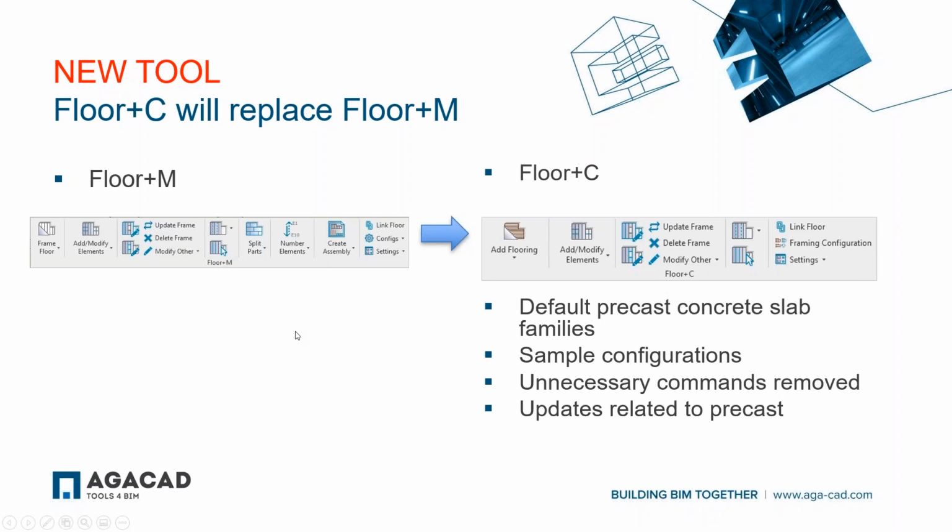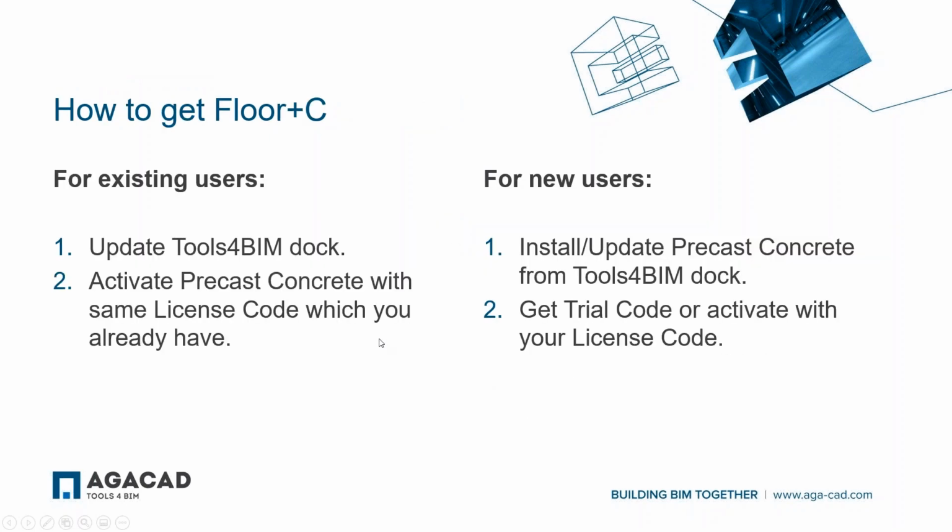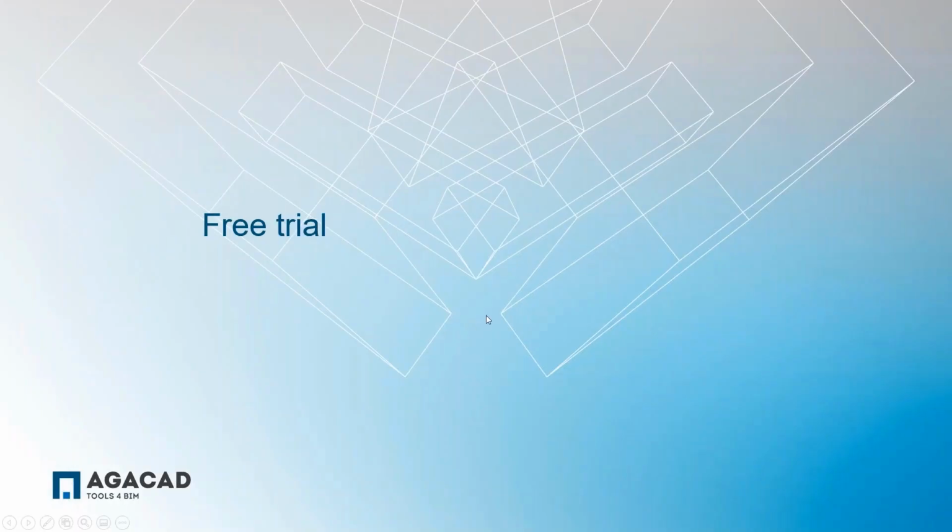And I will also talk about a new tool called Floor+C, and we will release it next week. This is to create slabs. To get this tool, existing users will need to update Tools for BIMDoc and then activate precast concrete with a license code which you already have. New users will have to install Tools for BIMDoc, which I will show you a little bit later, and get the trial code, and you're good to go. All right, so this is it.